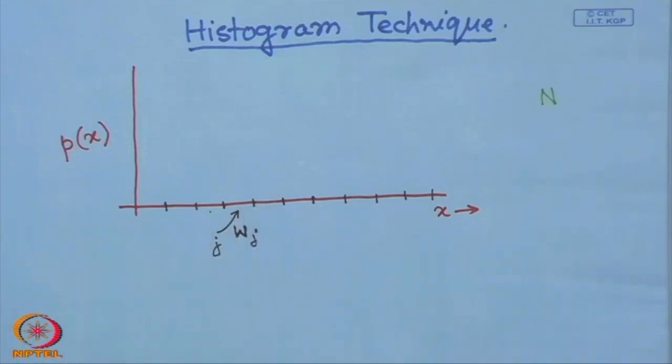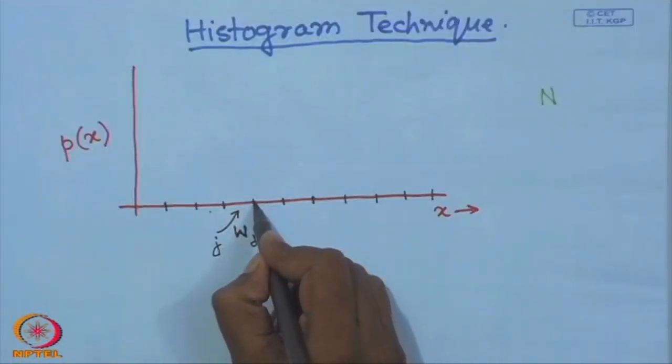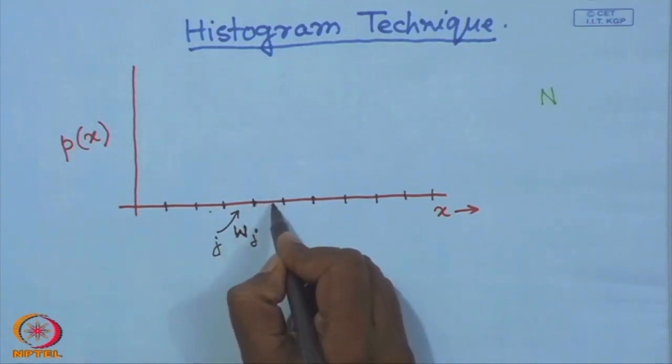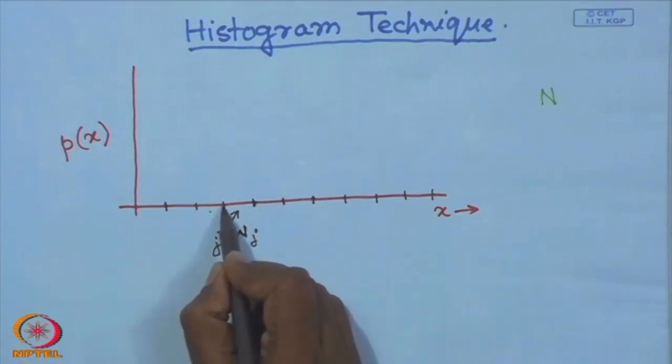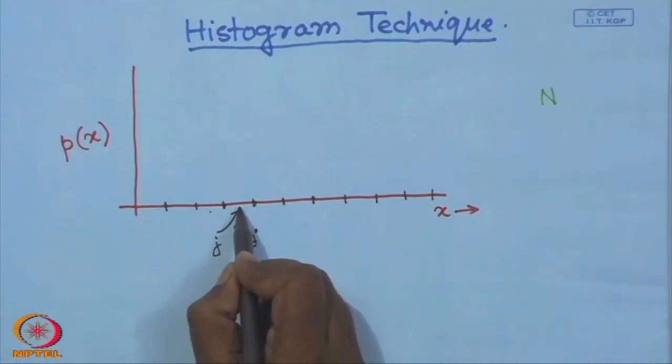To avoid such ambiguity, conventionally, whenever a sample falls on the boundary, it is considered to belong to the interval which is to the right of it. So, if I have a sample falling over here, I will consider that it belongs to the j plus first interval. If I have a sample falling over here, I will consider that sample to belong to the jth interval.